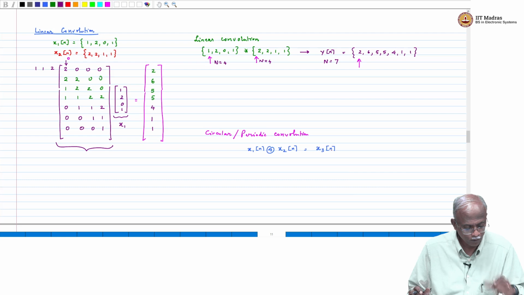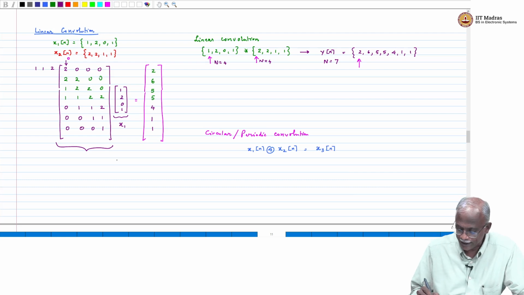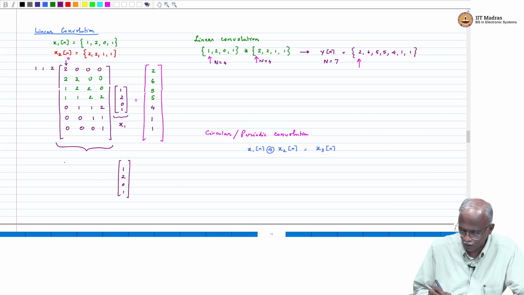Now, how do we get that 4-point convolution? So let us write it down. Circular convolution: the vector x1, exactly like before, 1, 2, 0, 1.